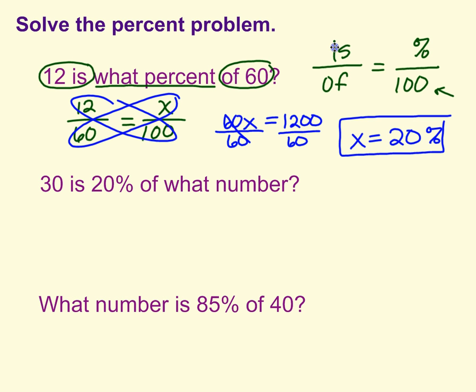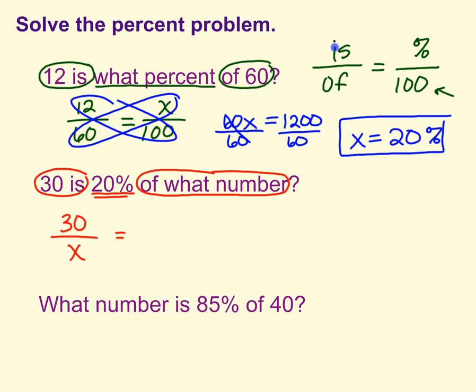All right, 30 is 20% of what number? So let's just kind of go through. 30 is, there's your is, 20%, there's your percentage, and then of what number? So the of is the thing that we do not know. Now, let's see. Setting up, we need is over of, so 30 is our is. Our of is our unknown, that's the thing, of what number, we don't know that, equals the 20%. I know the 20 goes on top, and again, always 100 down there.